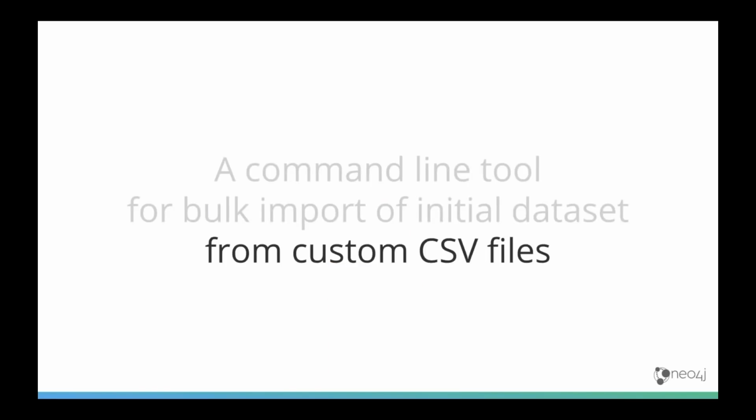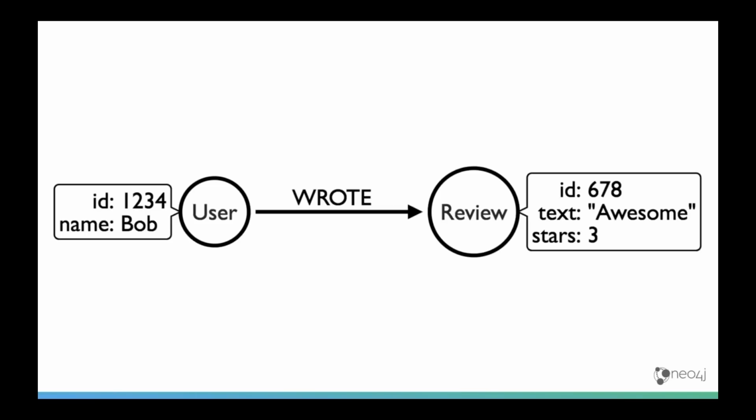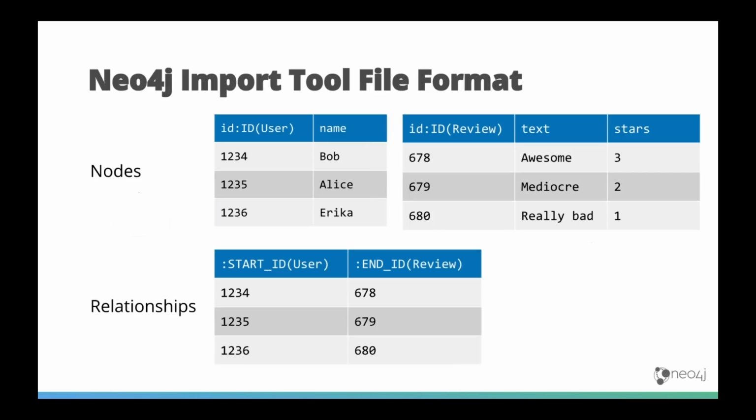Before we look at how to use it, let's have a look at what exactly these custom CSV files are that we need. Imagine that we want to create a graph, and we've just zoomed in on a particular part of it. We've got a user, Bob, with ID 1234, and Bob wrote a review, and the review is ID 678. Text is awesome, stars is 3, and this is what the file format would look like for the Neo4j import tool.